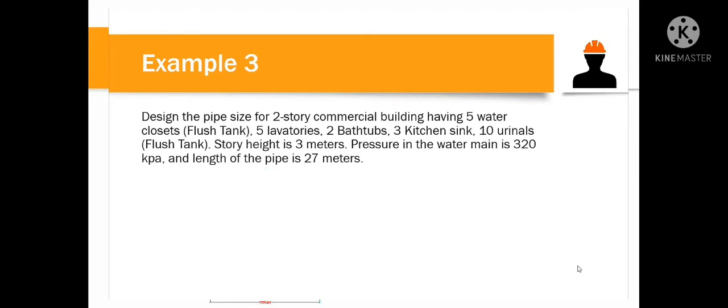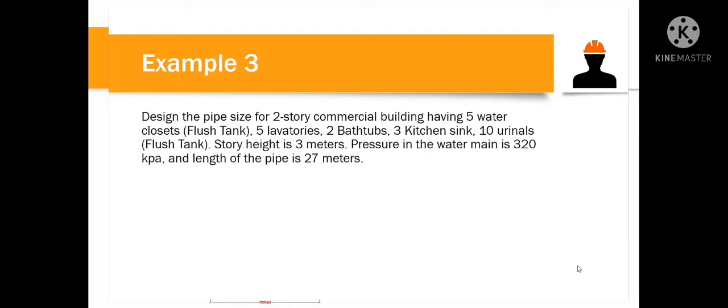And now we have here our third example. We have to design the pipe size for a 2-story commercial building having 5 water closets, which is flush tank, 5 lavatories, 2 bathtubs, 3 kitchen sinks, 10 urinals, which is flush tank, and then the story height is 3 meters, pressure in the water main is 320 kilopascal, and the length of the pipe is 27 meters. So the first thing we do here is to compute for the total water supply fixture unit.